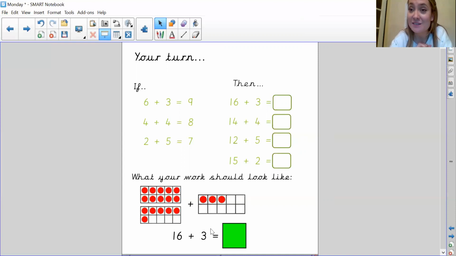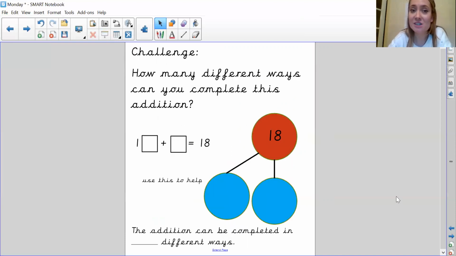If you're up for a challenge, you can come back or you can stay on and listen to my challenge. So my challenge is, how many different ways can you complete the addition? So I've got something plus something equals 18. But look, at the start, I've got 2 digits in that first number. So it needs to be a 2-digit number, and here needs to be a 1-digit number. So I want you to see how many ways you can complete it.